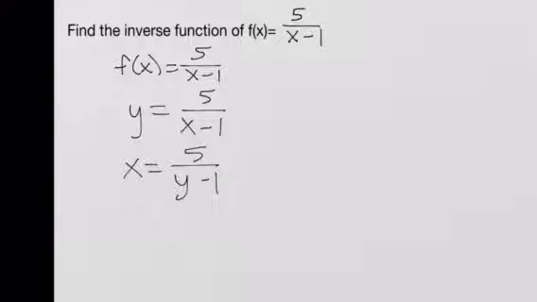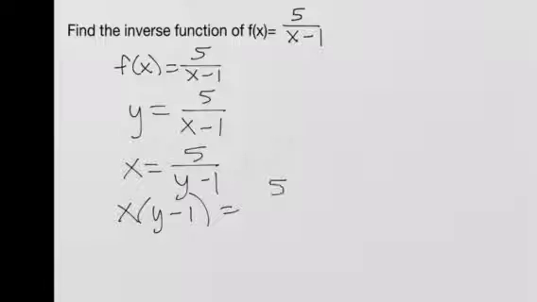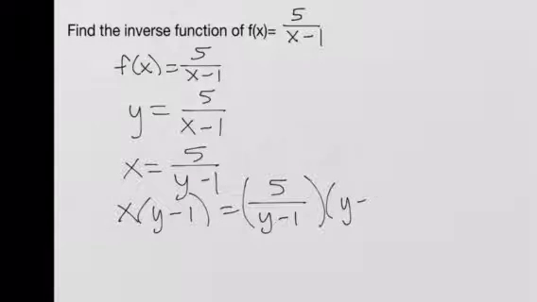So you change your f of x to y, then you consider your y and your x and you swap places with that x and that y. Now you solve for your new y. So your new y here needs to be solved for, so we'll multiply both sides by y minus 1, so x times y minus 1 equals 5 over y minus 1 times y minus 1. We did that.